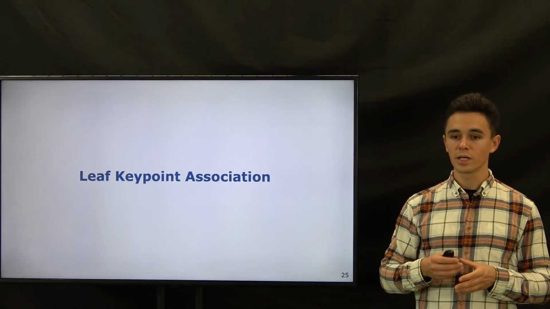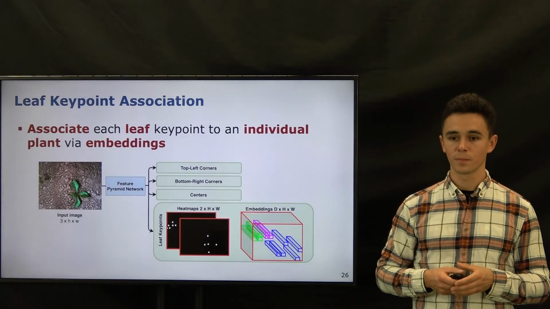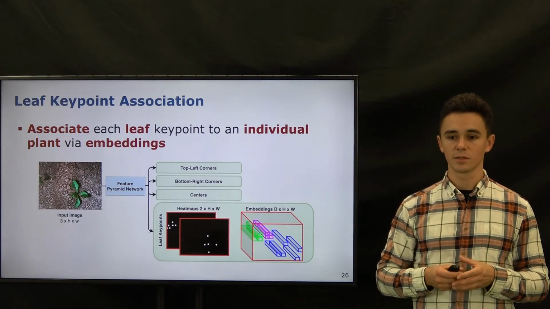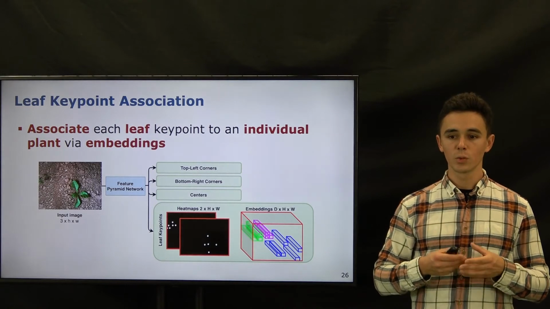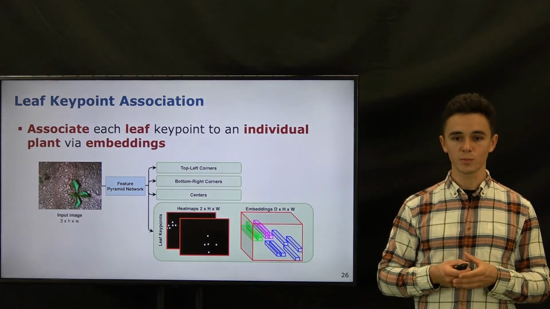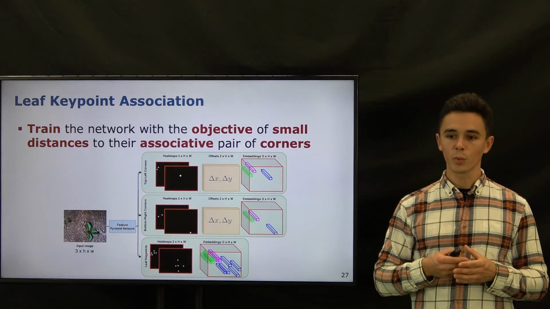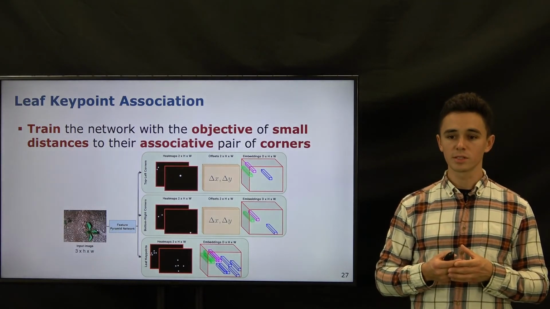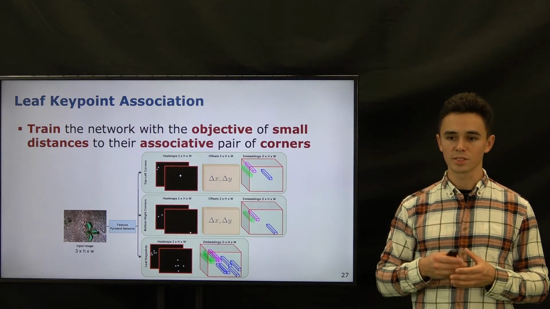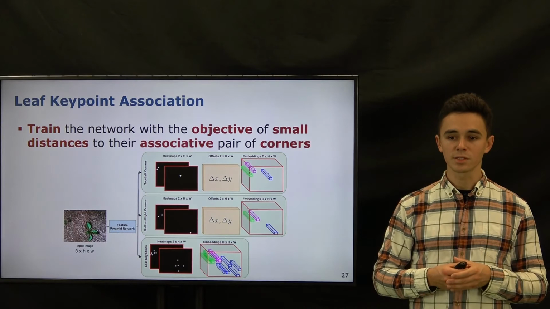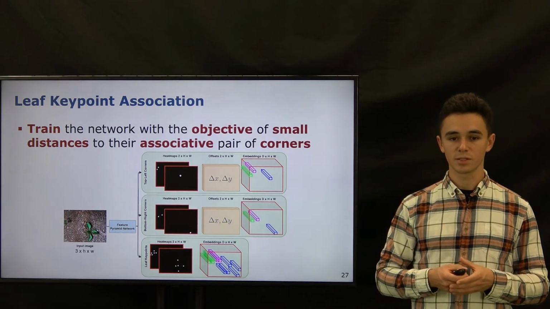This brings me to the last step of our approach. In addition to the heat maps, we predict embeddings for each leaf key point, which again serves as a feature descriptor. We train the network with the objective of small distances between all embeddings which belong to the same instance, shown by identical colors, and large distances between embeddings of different instances.